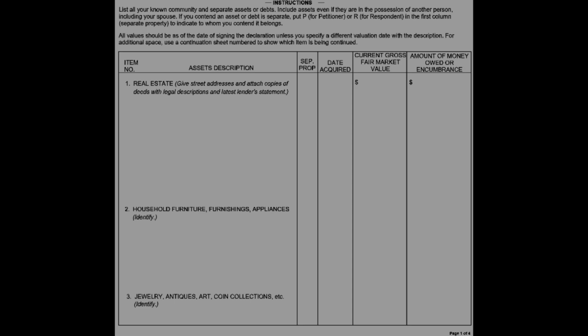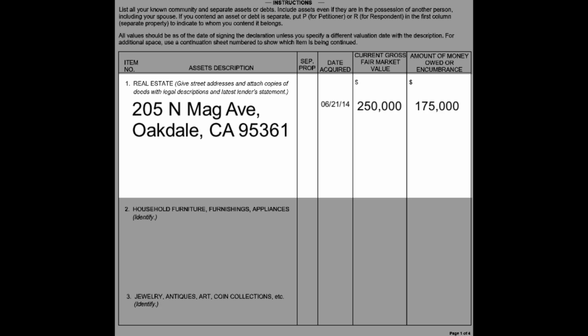Fill out item numbers 1 through 27. I will give a couple of examples. Your answers will be different from mine. Item 1. Real estate. Write street addresses and attach copies of deeds with legal descriptions and latest lender's statement. Date acquired is when the property was purchased. The current gross fair market value is the value of the property as of date of filling out this paperwork. The amount of money owed or encumbrance is the amount needed to pay for the rest of the property.